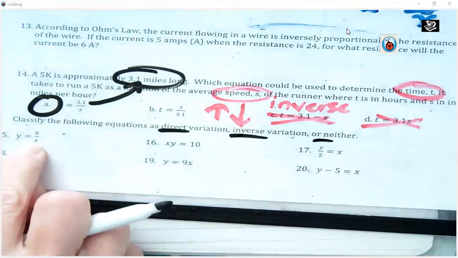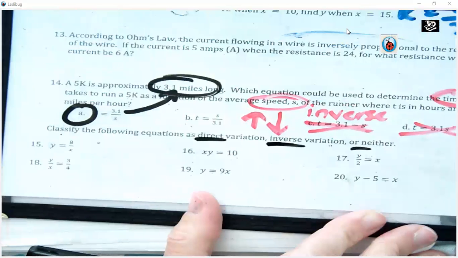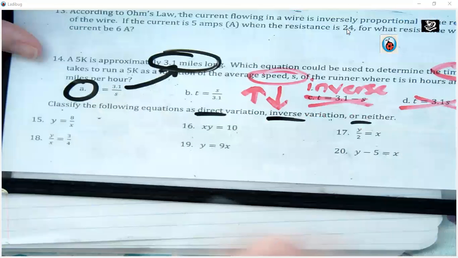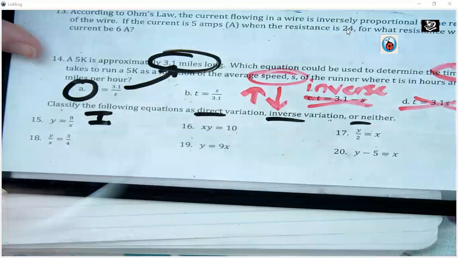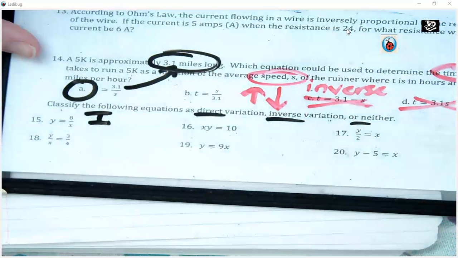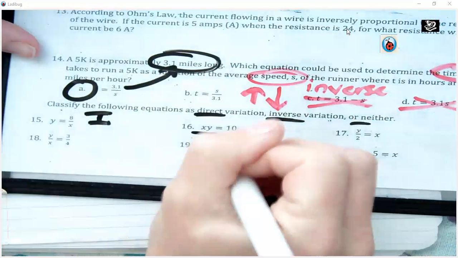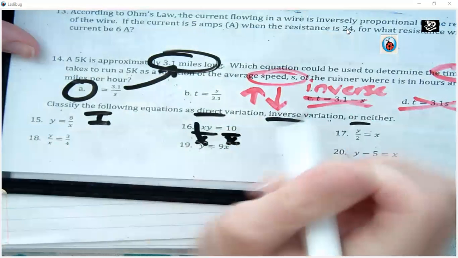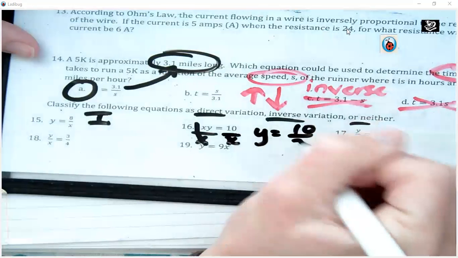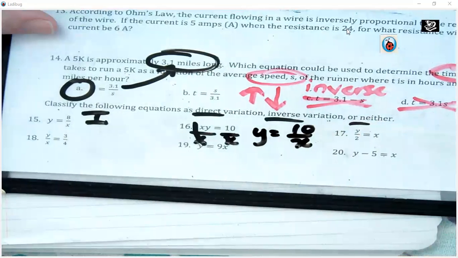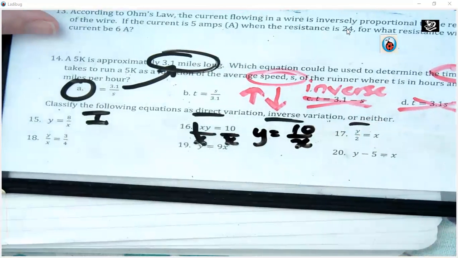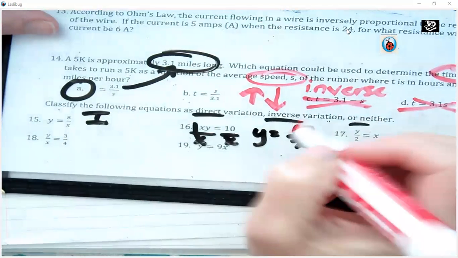All right, direct, inverse, or neither. Number 15, direct, inverse, or neither. Inverse. All right, on 16, what do you have to do? You got to get y by itself on these. So y equals 10 over x. Somebody who has not answered today, is that one direct or inverse or neither? Inverse. Thank you. That one is inverse.